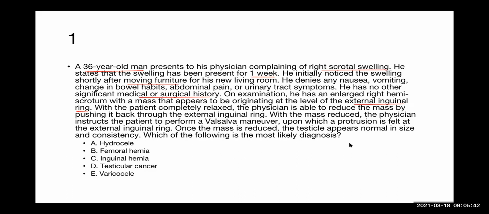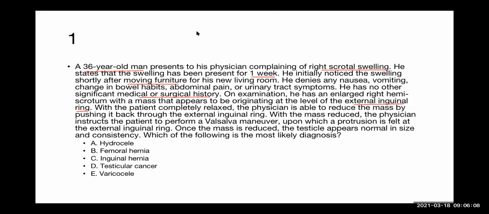Hesselbach triangle. Okay, Hesselbach triangle. I'll talk about that later, don't worry. Femoral hernia appears from the femoral triangle or femoral canal. With the patient completely relaxed, the physician is able to reduce the mass by pushing it back through the external inguinal ring. So this is called a reducible hernia. Reducible, we can push it back.